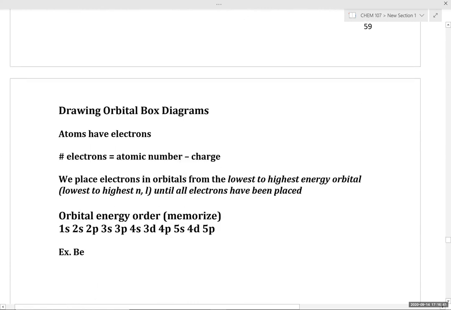And let's talk about how to draw orbital box diagrams. So first things first, atoms have electrons, and we can figure out the number of electrons by taking the atomic number minus the charge.